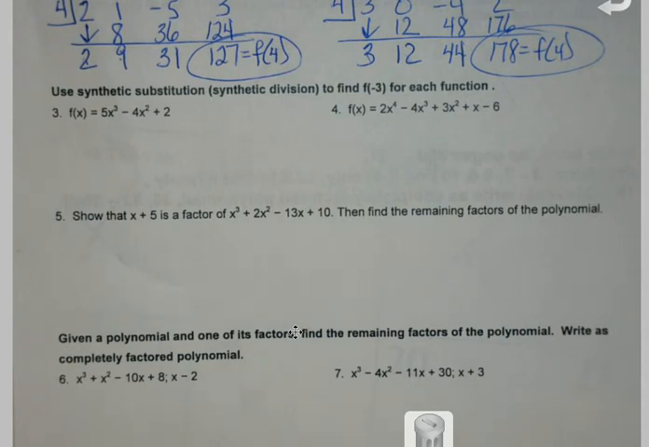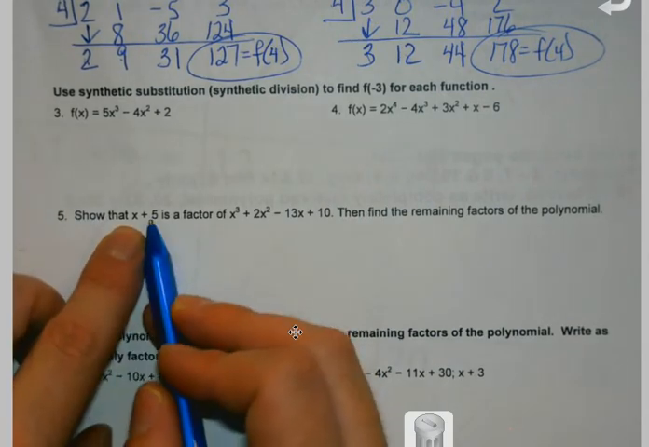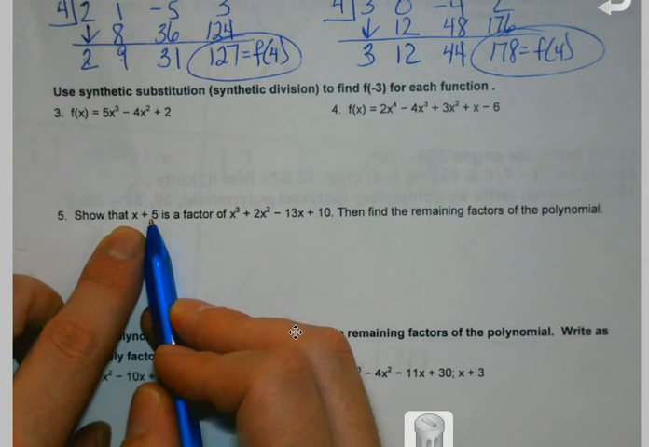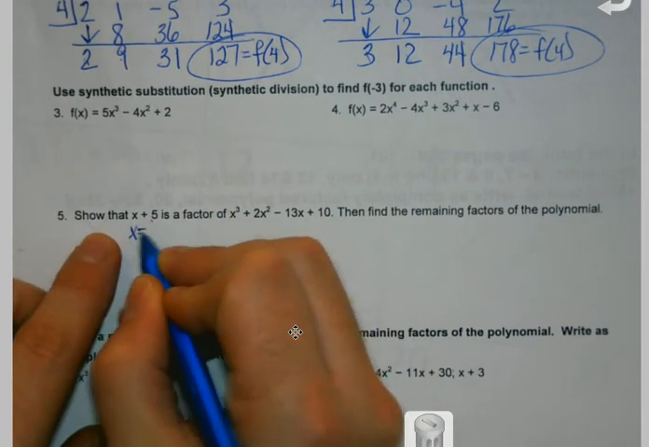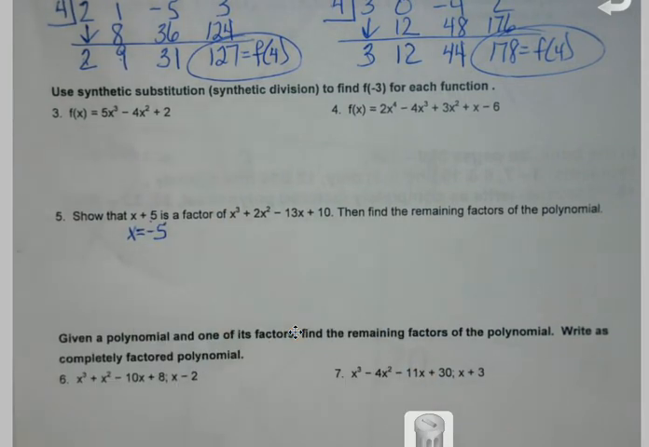So is this for homework check 12, or is this the first one on 13? Okay, I was going to say. Yep. Notice they didn't say x equals. It says x plus here. My x equals value would be negative 5. So that's what I need to divide by.